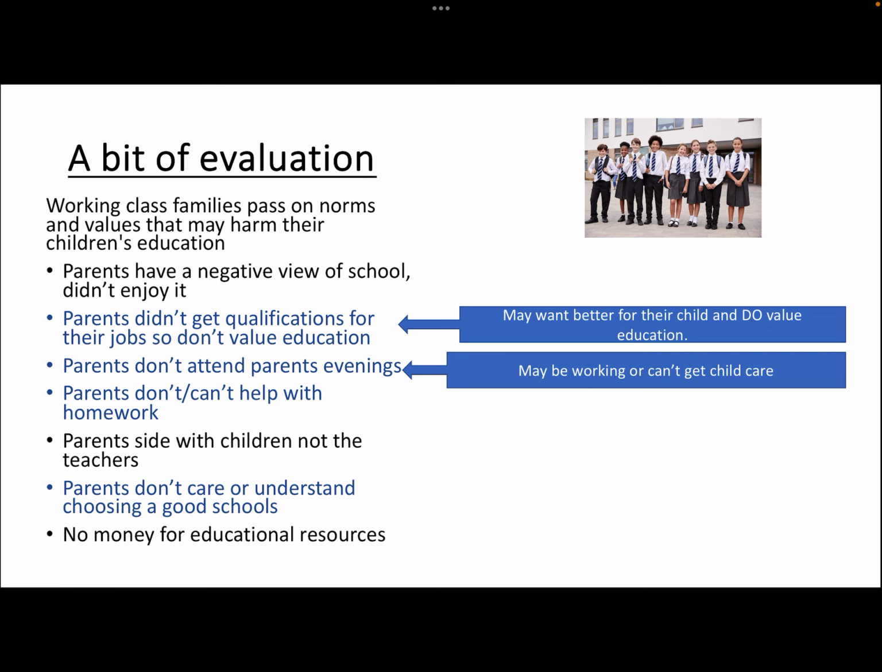Working class parents might want to attend parents' evenings, but they can't because they might be working and they're more likely to do shift work, night work, or they can't get childcare. So it's not a lack of value of education that stops them going to parents' evening. It's just the practicalities about being able to get there. Again, the same point for if they don't or can't help with homework. Maybe they're just not even in the house. Maybe they're working. So they can't help with that homework. They might want to, but they just can't because they're not there.